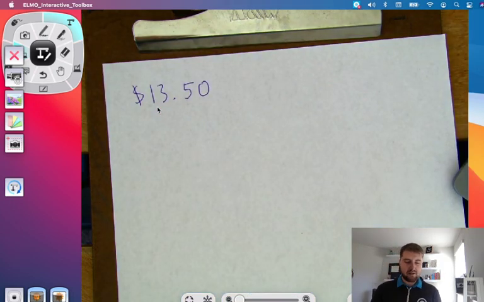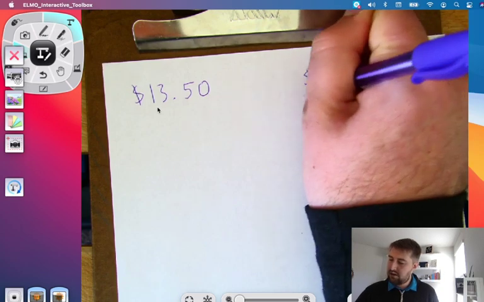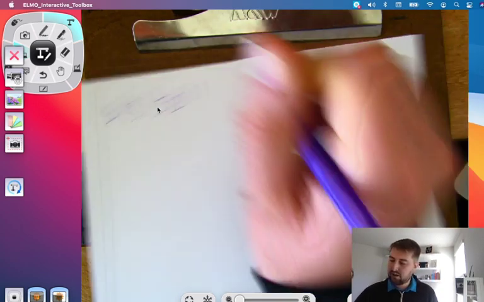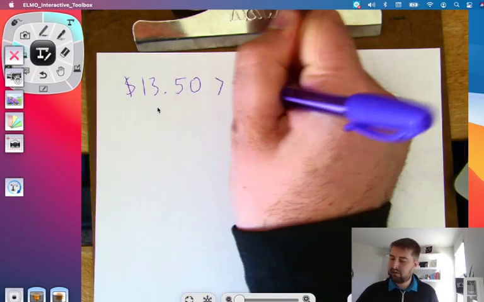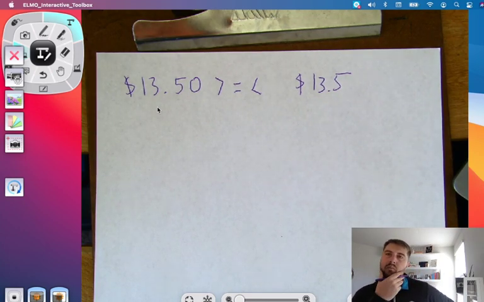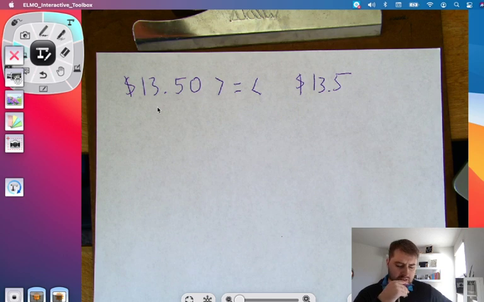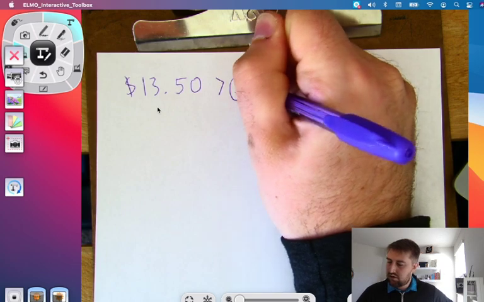And now let's compare this $13.50 to 13.5. Is this greater than, equal to, or less than? This is where it starts to get a little difficult. Well, I'm going to say they are equal to. And here's why.